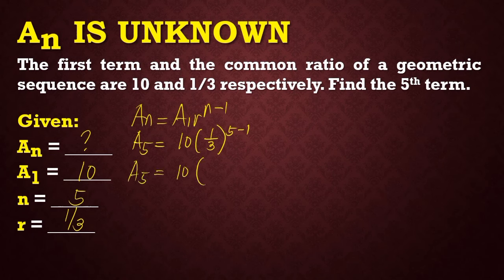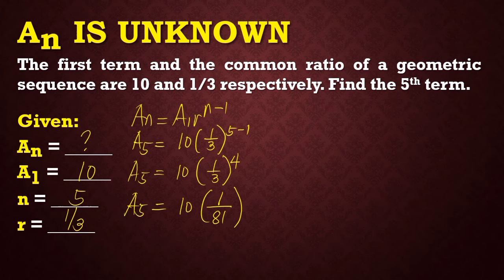Next, 10 times 1/3 raised to 5 minus 1, that is 4. So again, yung operation muna or yung term muna dito sa parenthesis ang kailangan nating unahin. Okay, bago natin i-multiply sa 10. So, a sub 5 is equal to 10 times 1 raised to 4, that is 1. And then 3 raised to 4, that is 81. So, paano naging 81? 3 times 3 times 3 times 3. So, yung ating power, siya yung mag-i-indicate kung ilang beses natin i-multiply yung base, which is 1/3.